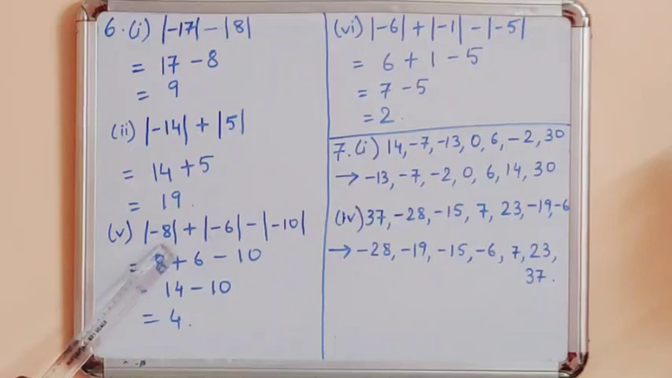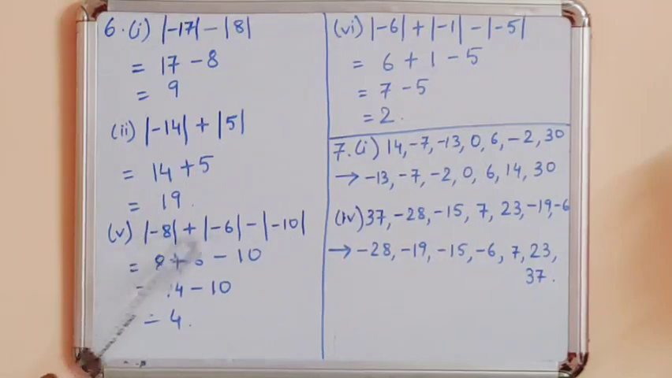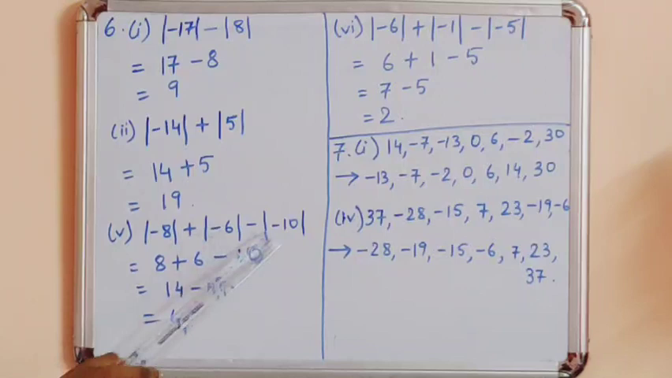Absolute value of minus 8 plus absolute value of minus 6 minus absolute value of minus 10. See here, all these numbers are negative numbers. So we will take out all the numbers and we will remove the negative sign. So this becomes 8, this becomes 6, and this is 10. And whatever sign is there in between, we will put the same sign. So 8 plus 6 minus 10. Now 8 plus 6 is 14. 14 minus 10 is 4.